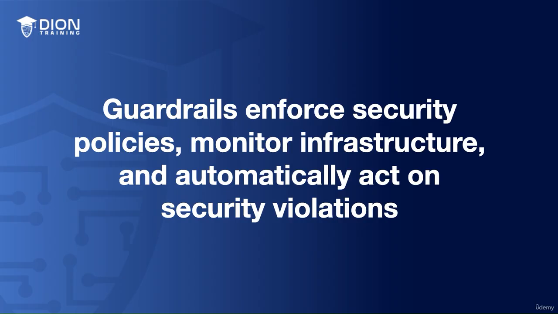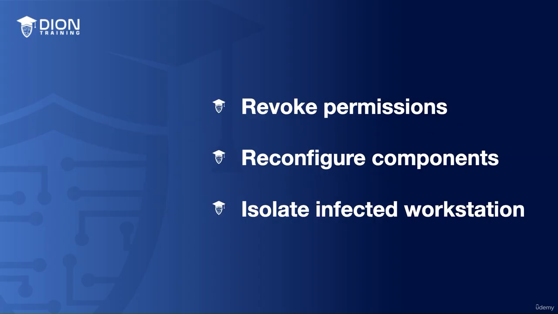Guardrails also can be configured to continuously monitor the infrastructure by checking your configuration and network traffic against the established guardrails. When a potential security violation is detected, the system will generate an alert and take predefined corrective actions without waiting for human intervention. These actions could involve things like revoking a user's permissions, reconfiguring an affected component, or isolating a potential infected workstation from the network.